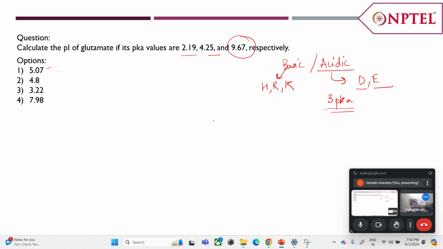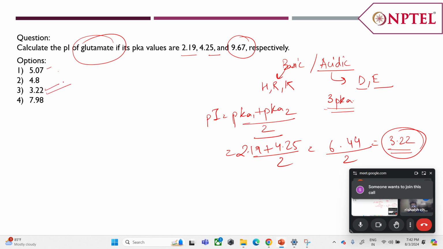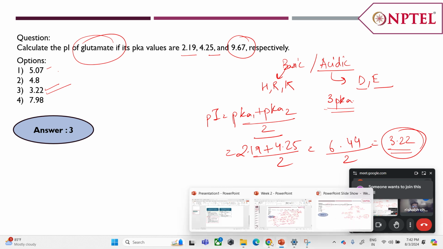Because in the pI formula we have to put only two pK values, here we'll put 2.19 and 4.25. Based on this, it will be 3.22. So the pI of glutamic acid, or glutamate, is 3.22. So the correct answer is option number 3. Any doubts?